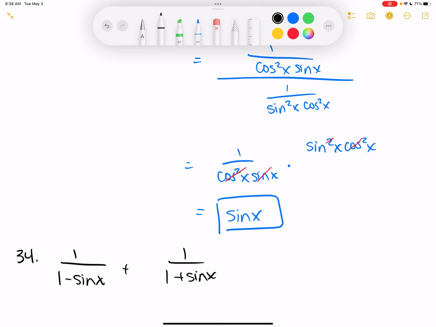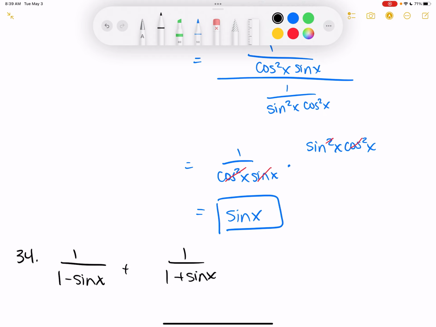One minus sine of x, would that be cosine? Oh, it's only squared. I know, that's what I was thinking too. It says to combine the fractions. So if I want to combine the fractions, what do I need to do? You have to have the same denominator. Okay, so how do I get a common denominator then?